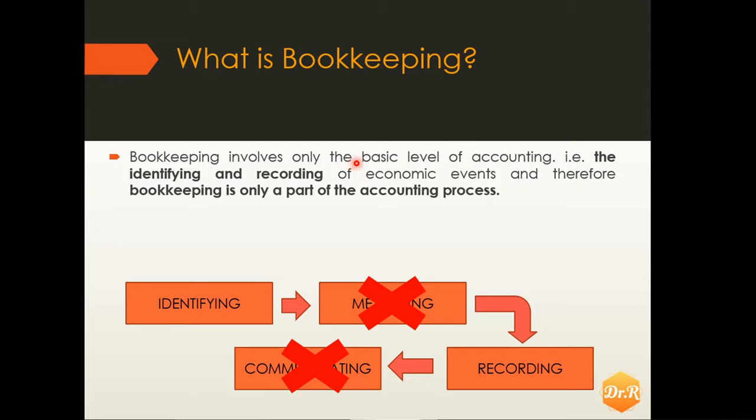So bookkeeping involves only the basic level of accounting, for example, the identifying and recording of economic events, and therefore bookkeeping is only a part of the accounting process. This process includes identifying, measuring, recording, and communicating. Bookkeeping doesn't include the measuring and communicating, only identifying and recording the transaction. The decision of measuring, the decision of using a specific accounting method, is a decision of the accountant, not the bookkeeper. Communicating, getting the reports and communicating them to the users of accounting information, is a job of the accountant, not the bookkeeper. That's what we need to keep in mind.